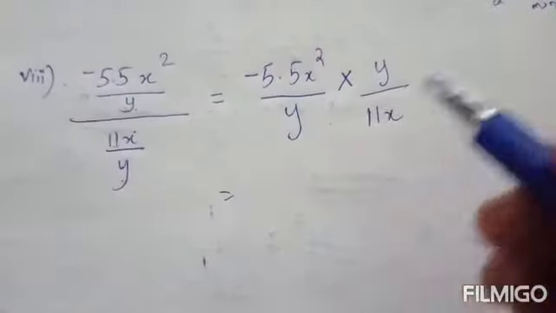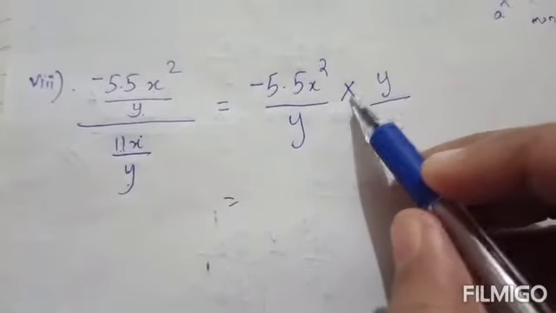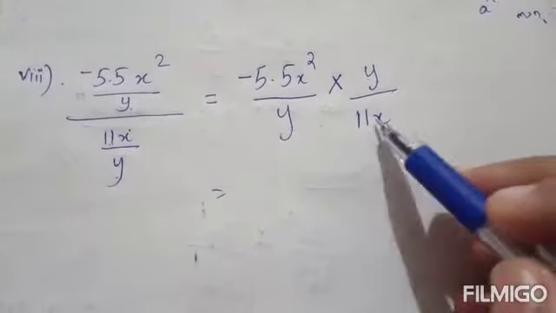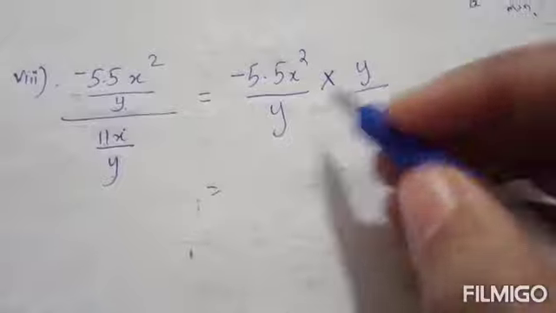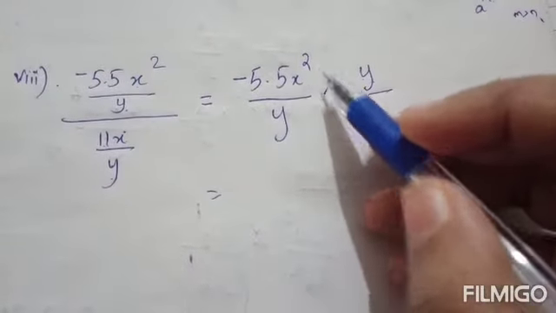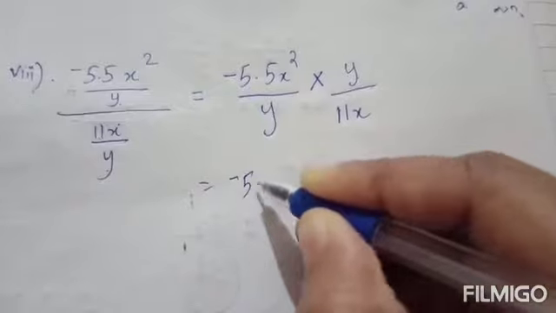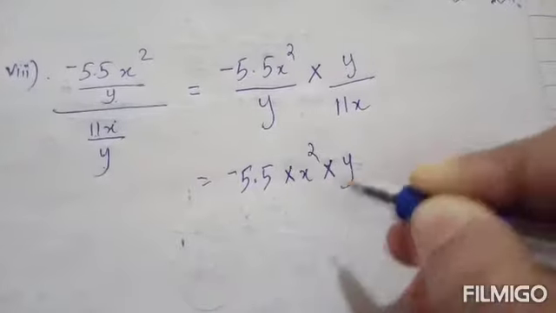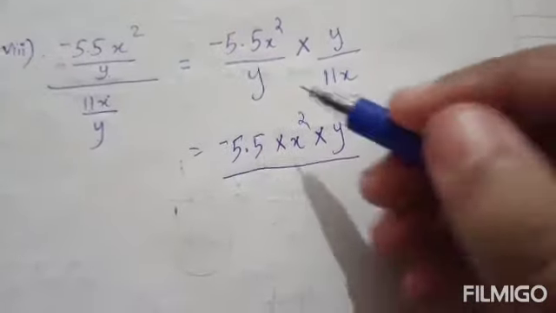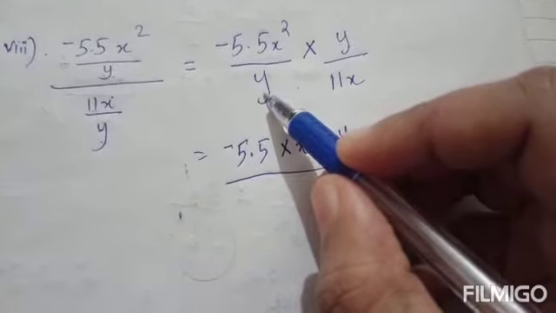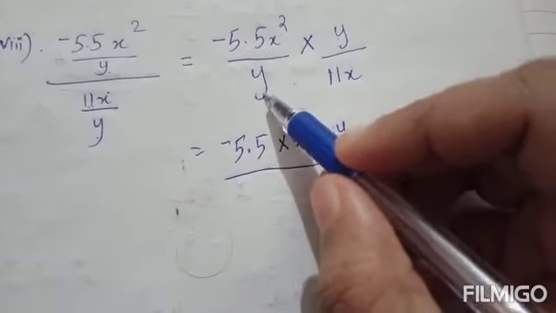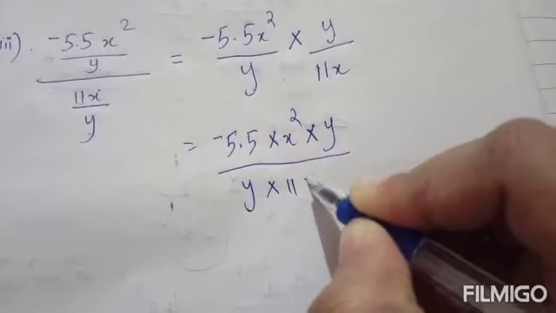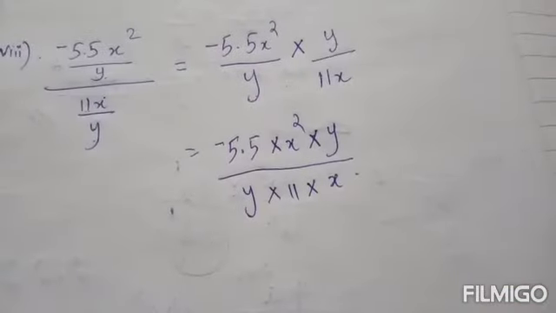Now minus 5.5 x square into y. You can multiply the numerators and also multiply the denominators. So minus 5.5 x square into y, we can write it like this: minus 5.5 into x square into y divided by. Now you can multiply the denominators. So y into 11x. So how can we write it? y into 11 into x.